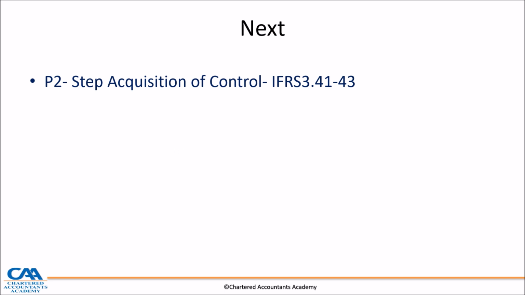Next, we're going to go to part 2, where we now deal with how to account for a step acquisition of control when it arises under IFRS 3, paragraph 41 to paragraph 43.